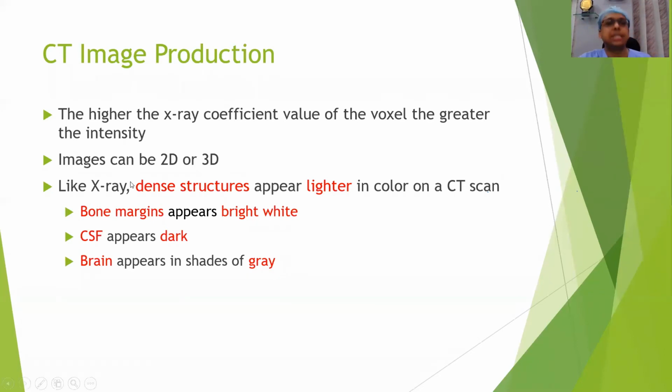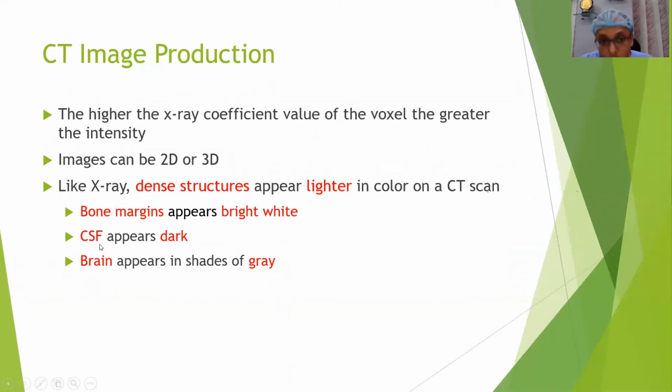All right, next, because this is highlighted in red, it is important for you to remember, and I would like you to write it down. Like X-ray, denser structures like, let's say, bone appear lighter in color on a CT scan. So bone margins, which essentially means the periosteum, the cortex of the bone, appear white or a light color, very, very bright.